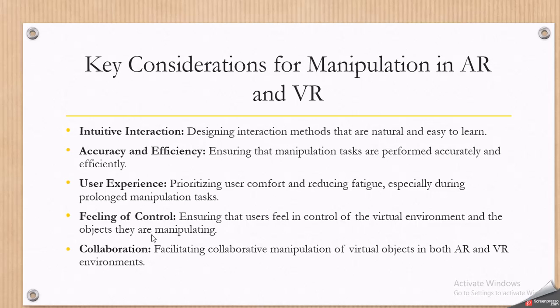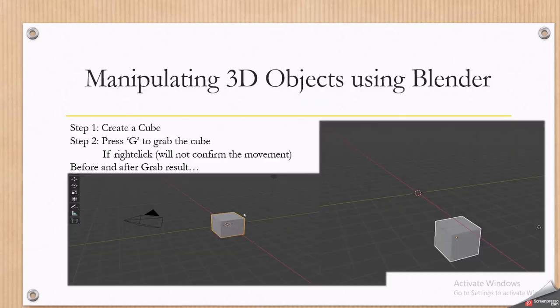And feeling of control. Yes, according to your movements, the object keeps changing. So that particular object should be entirely in the user's control. Next is collaboration. Collaboration is like we can manipulate virtual objects in both AR and VR environments. Collaborative manipulation, like we have seen in that second video, is two-way interaction. That is what we call collaboration.